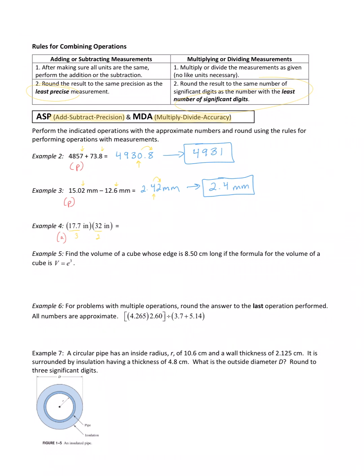We're not concerned with the place value of anything. We're only concerned with how many digits the number has. So we take 17.7 and multiply it by 32. When we do this, we get 566.4. And then we also have to remember inches times inches. That would give us inches squared.